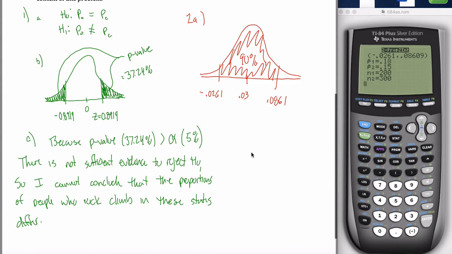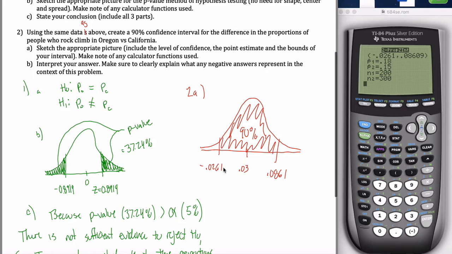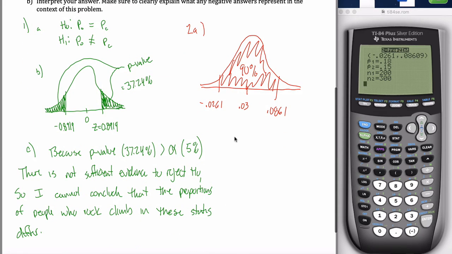Essentially what I'm saying is if I take the proportion of all people who rock climb in Oregon and subtract the proportion of all people who rock climb in California, I'm going to get some number. And I don't know what that number is because I'd be subtracting population proportions, and I don't know population proportions. But based just on my sample proportions, I am 90% sure that that number falls in between these 2 numbers. In other words, that between 2.61 less percent and 8.61 more percent of people rock climb in Oregon than California. Maybe I'll try to write that over here in red.